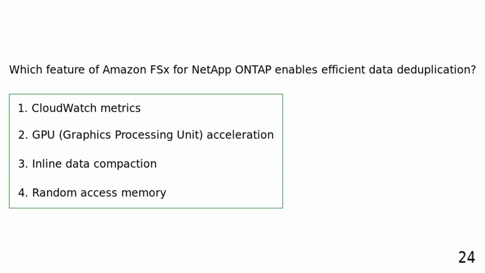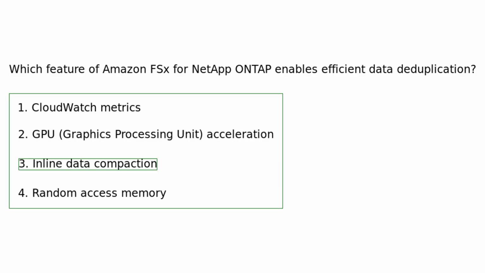Which feature of Amazon FSx for NetApp ONTAP enables efficient data deduplication? CloudWatch metrics, GPU acceleration, inline data compaction, random access memory. Amazon FSx for NetApp ONTAP uses inline data compaction for efficient data deduplication.